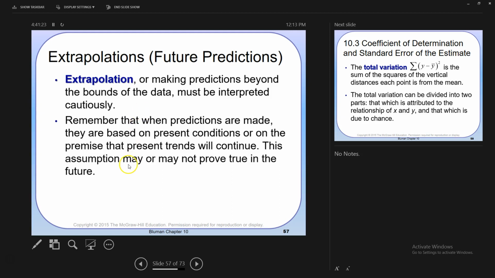So that's it for section 10.2. I'm going to point out just a couple other things before I finish up here.